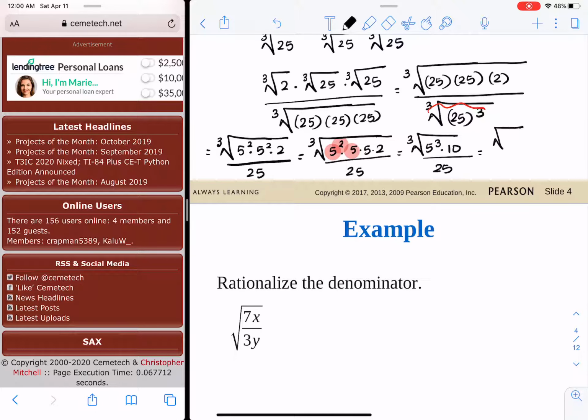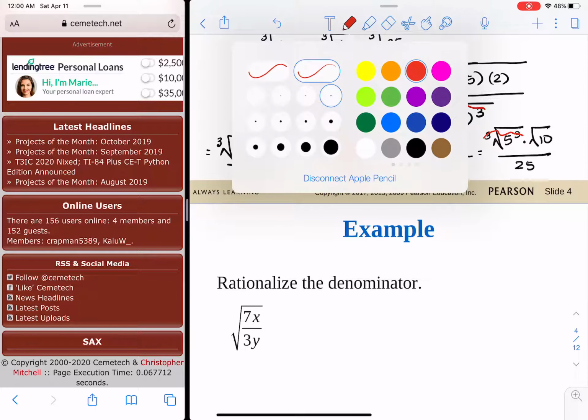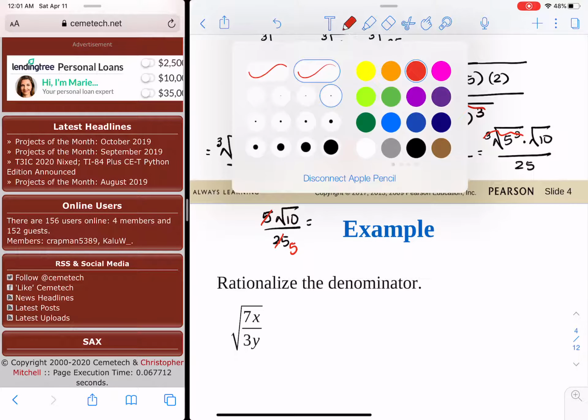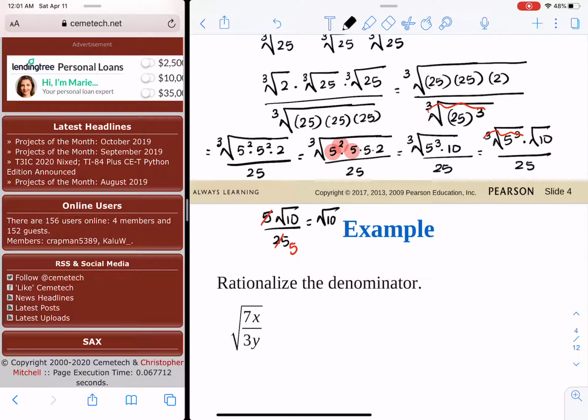I'm going to split the root, so cube root of 5 cubed times cube root of 10 divided by 25. The root and the cubed would go away, which would give us 5 cube root of 10 over 25. The 5 and the 25 would get cancelled, and we'd end up getting cube root of 10 over 5. So we successfully got rid of the radical in the denominator, and in addition, we simplified.